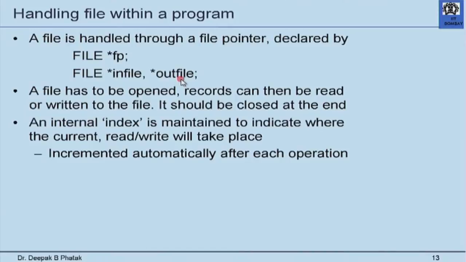star out file. We use appropriate names to indicate a file from which we'll read data in, so it's called in file. A file on which we'll write data out, so called out file. Of course, any arbitrary name can be used by us. Now, a file can be opened, records can then be read or written to that file, and at the end, it should be closed. In short, conceptually, a file is like a cupboard.